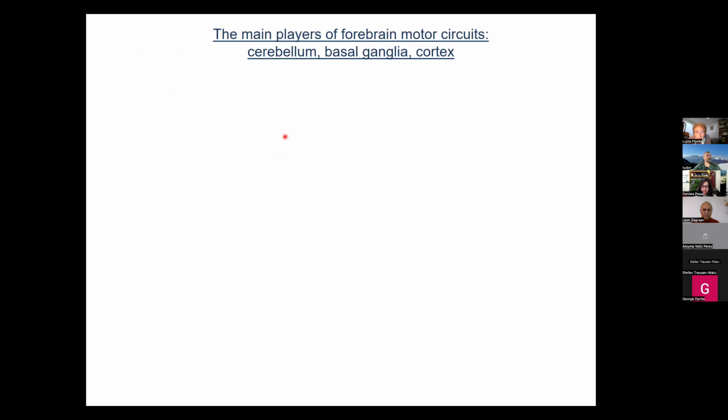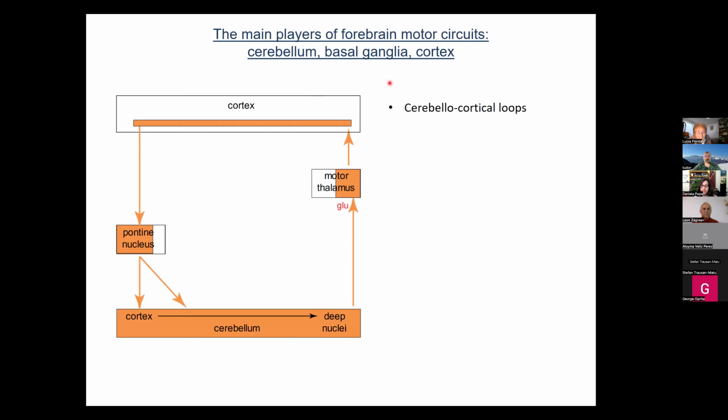So the circuits that I'll discuss today involve the cerebellum, basal ganglia, and cortex, which are the three main players of the forebrain motor circuits. So they do not work independently one from another. They have reciprocal connections. So here we can see the cerebellocortical reciprocal connection with the cortex, layer 5B neurons more precisely, that are projecting to the pontine nucleus. And then there are projections from the pontine nucleus to the cerebellar cortex and also to the cerebellar nuclei. So this is the descending pathway.